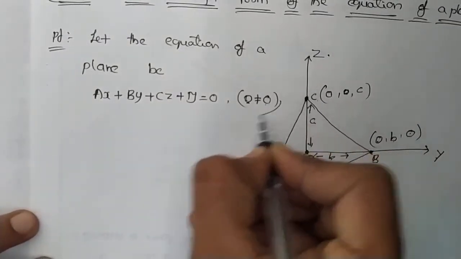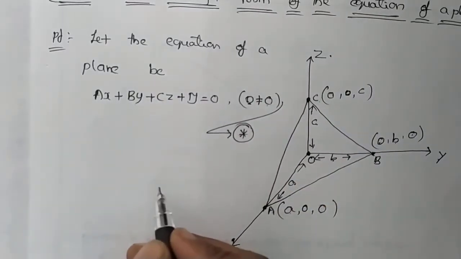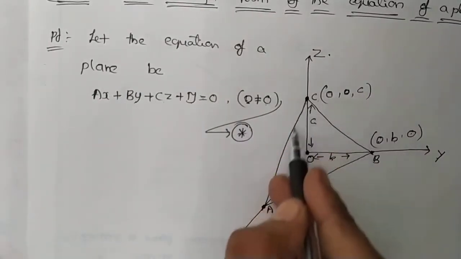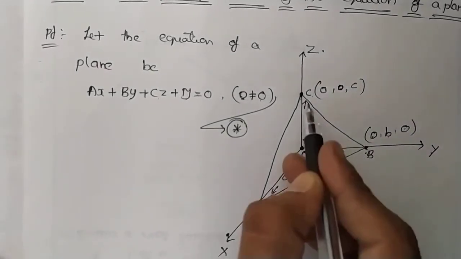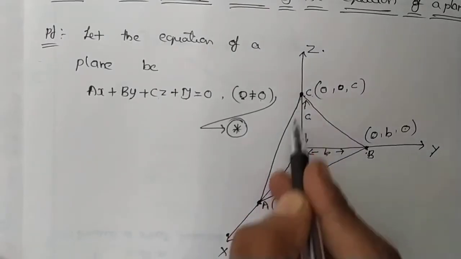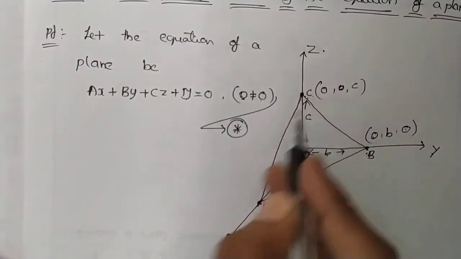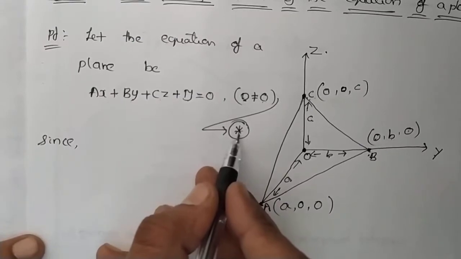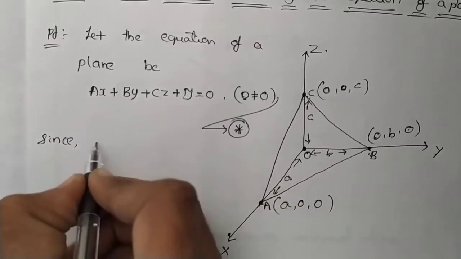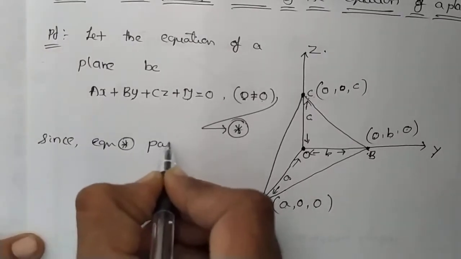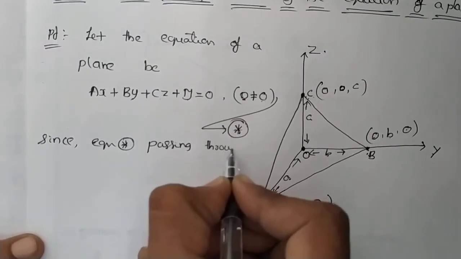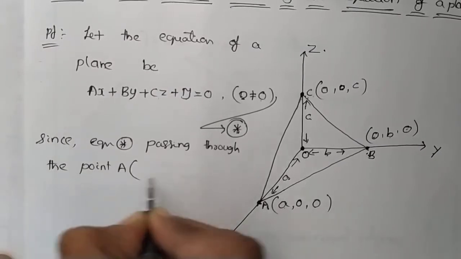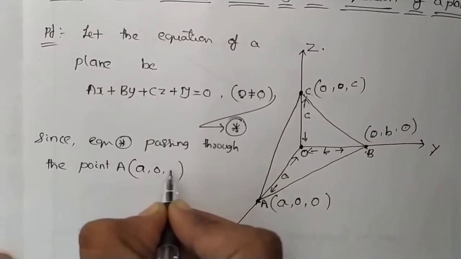Hence it is the general form of the equation of a plane. Call this equation star, or equation A. ax plus by plus cz plus d equals 0, which is a plane passing through the points A, B and C. Since the equation star is passing through the point A, the point A is (A, 0, 0).